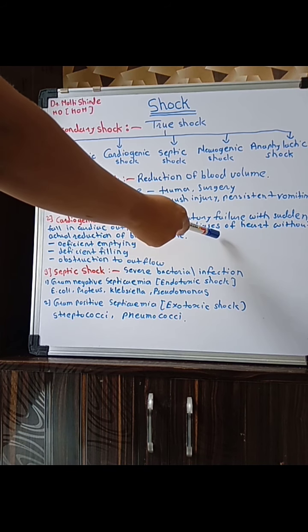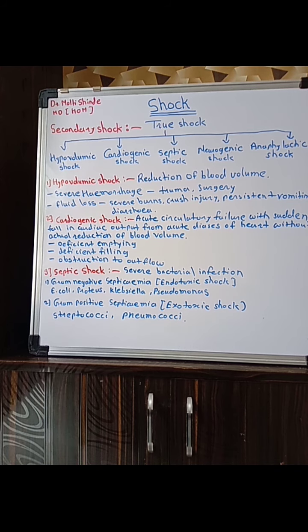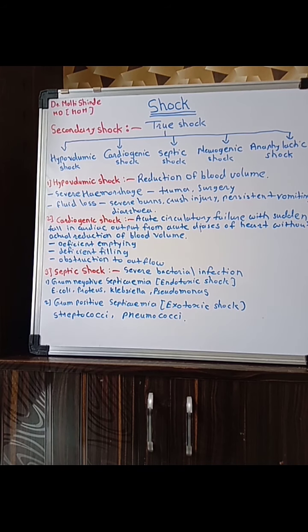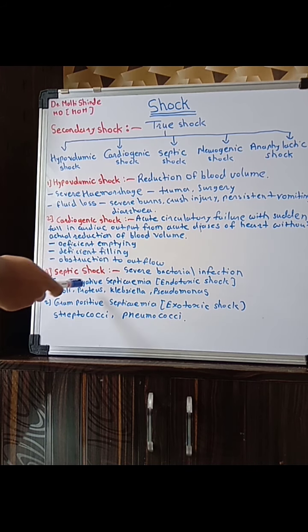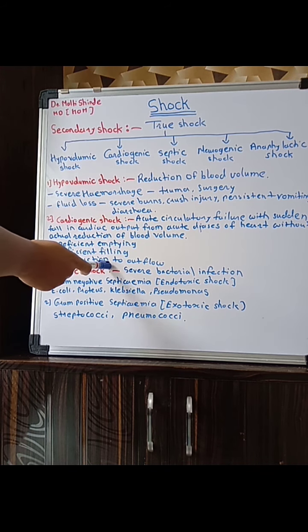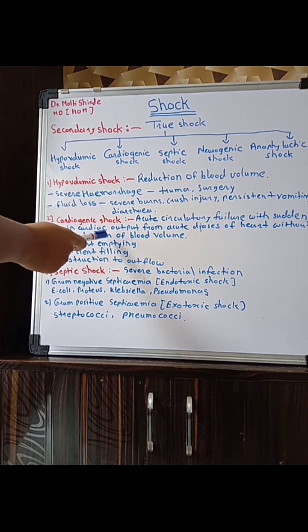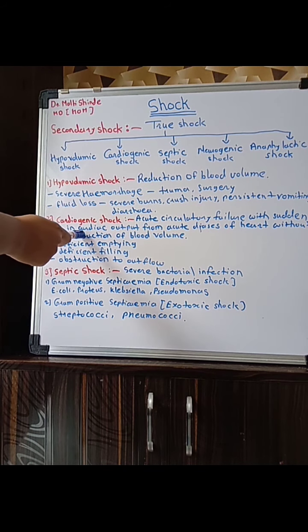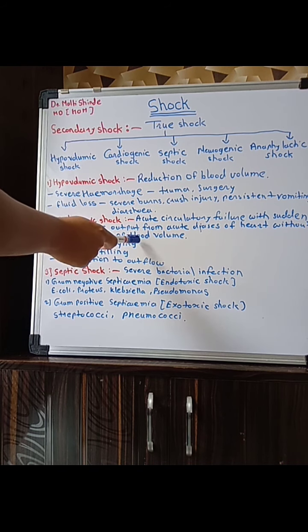These are due to some acute diseases of the heart, not to an actual reduction of the volume of blood. So this may be due to three factors: deficient emptying, deficient filling, and obstruction to the outflow. It means that in cardiogenic shock there are some cardiac diseases, and those cause circulatory failure, and that circulatory failure causes a sudden reduction in cardiac output, and that causes cardiogenic shock in the patient.